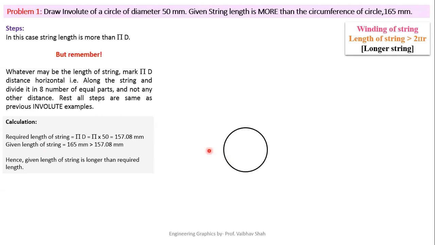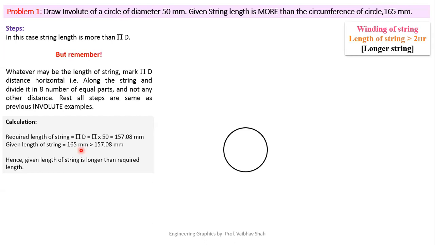Now, in this example, we are given the string already of 165 mm. So here we have the string length of 165 mm. This is known as your given string length. This is the given length of string, which is nothing but your 165 mm. So now we have two lengths. One is 157.08, which is our required length. And now in the example, it is given as 165 mm length of string.